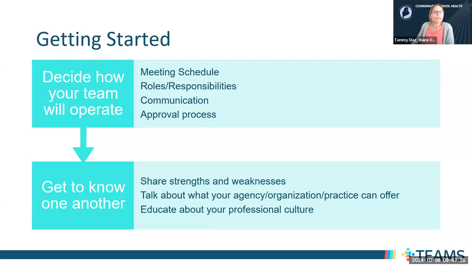So, getting started. Think about both practical and personal aspects of working together. Consider the logistics for how your team will operate. Reach out to people that you might want to have on your team and invite them to meet with you. Then you can talk about when and where you'll meet, what role each member might have, how you're going to communicate and how often, and how you'll get needed approvals for whatever activities you decide would be the best way to go. And then just agree on expectations and things like that.